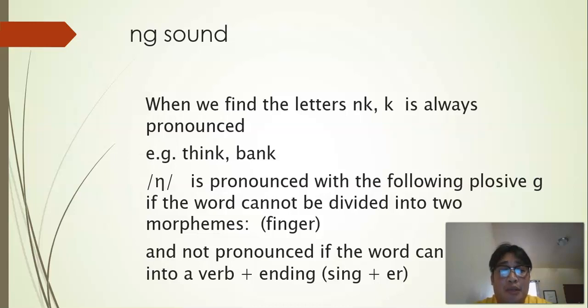But because we can split the morphemes in singer, the first morpheme being sing, the second morpheme being er, the g is not pronounced. So the g after the sound is expressed only in words whose morphemes cannot be divided. Another example that the book shares is anger. Okay, moving on.